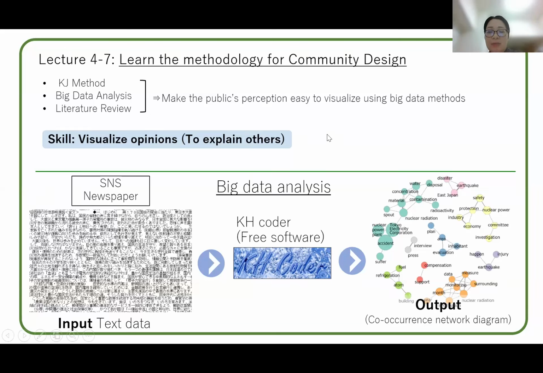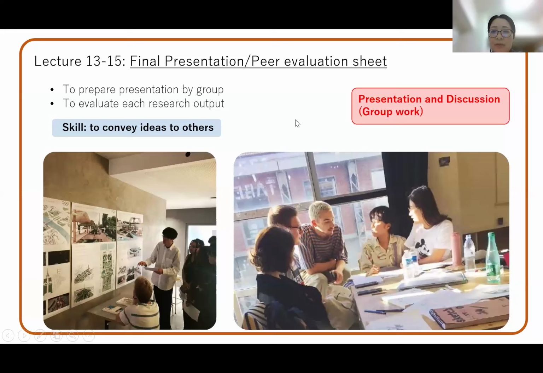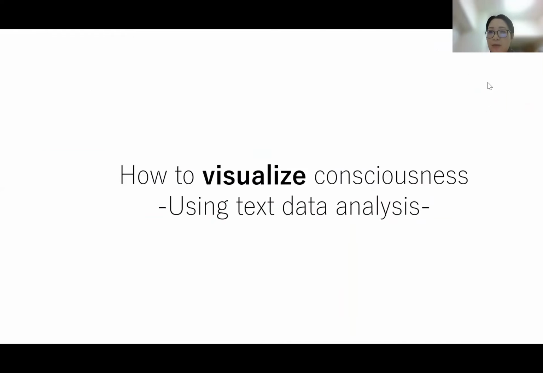Later I will explain big data analysis, but the skill you can gain in visualizing opinions is to explain to others. We also have an interview survey. We go to this area, using online or something, and you can gain the ability to organize residents' ideas. Finally, we have a final presentation, group work and discussion, and the skill to combine ideas with others. So we have 4 parts in this lecture. I will explain a little bit.